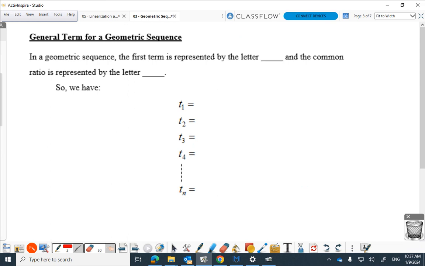In a geometric sequence, the first term is represented by the letter A, the same as we do with arithmetic sequences. And the common ratio, we use the letter R. R for ratio. So the first term is A. The second term is A times R. Third term is A times R times R, which is AR squared.